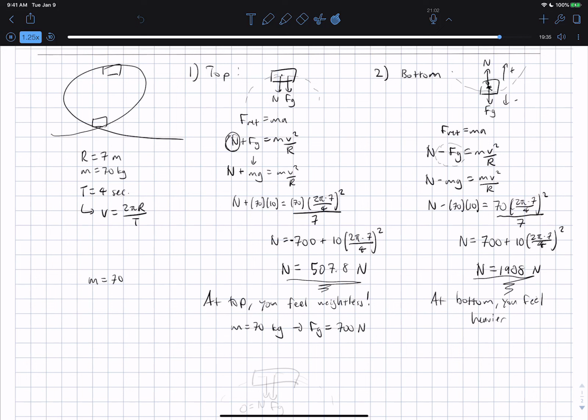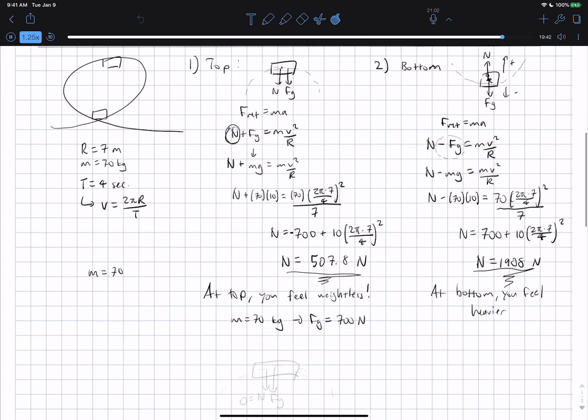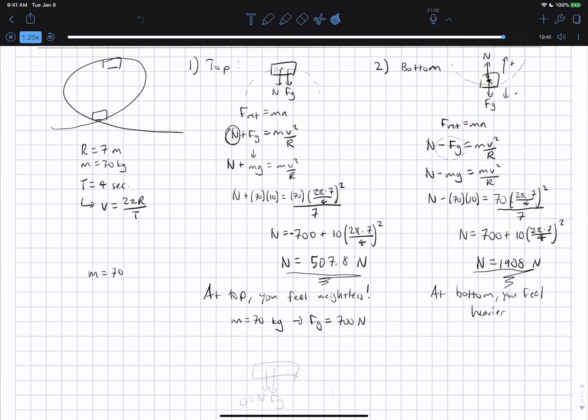Normally, his weight is 700 newtons, right? So the ground is pushing up on him with 700 newtons of force. Well, now the track is pushing up on him with almost 2,000 newtons of force. That's almost 3 times his or her weight. So this is why when you're going on different rides, they manipulate how you feel your weight by using circular motion principles.